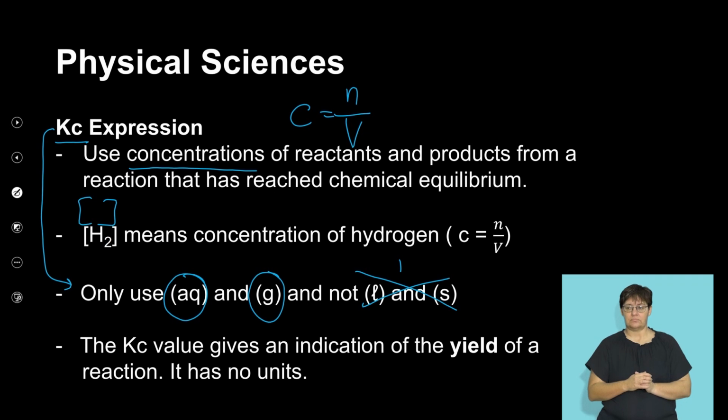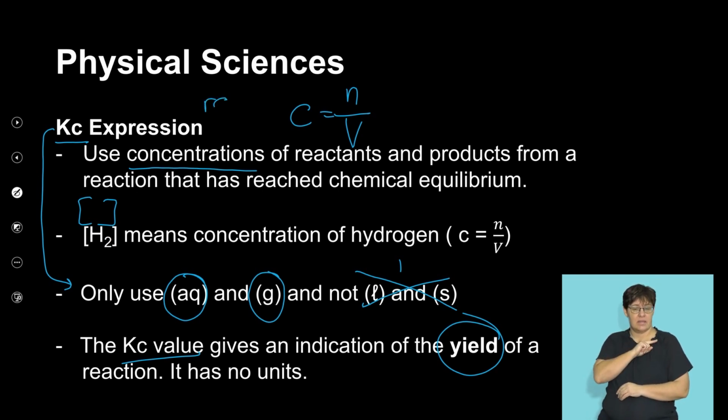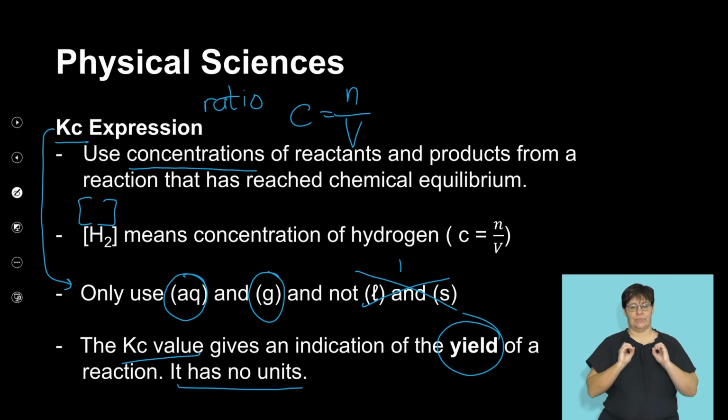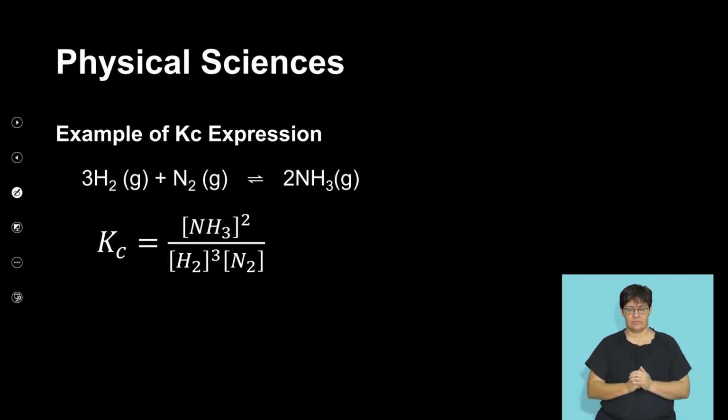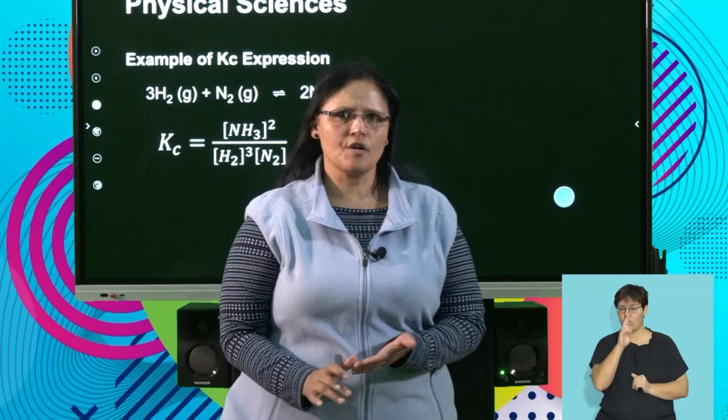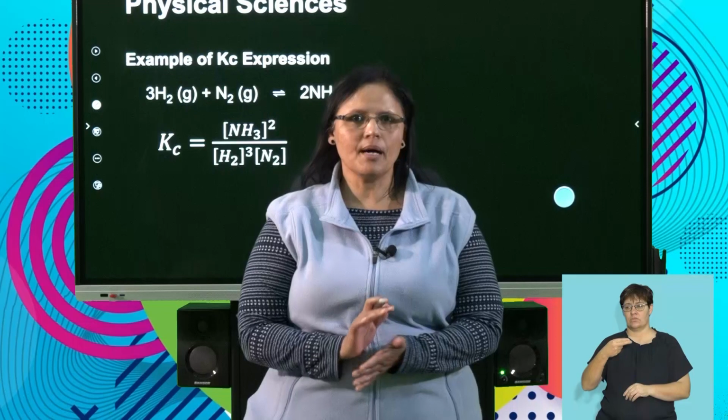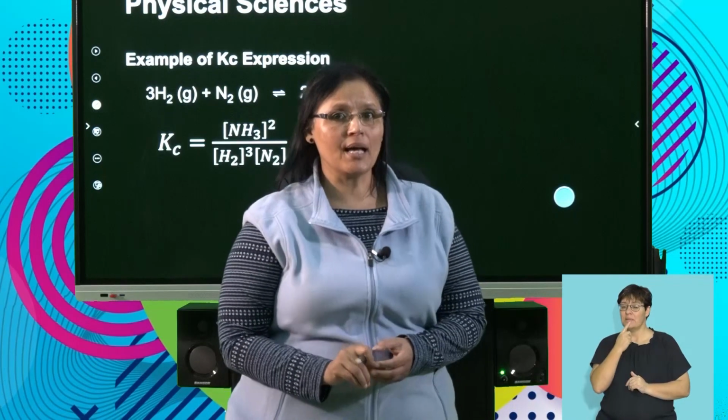The Kc value gives us an indication of the yield of a reaction. And because it is a ratio, it does not have any units. We have an example in front of us. We're quickly going to look at the production of ammonia again. Remember, I said that the reaction must be balanced.